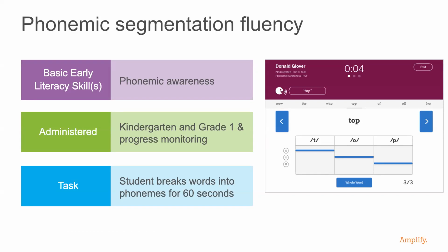Phonemic segmentation fluency measures phonemic awareness, which we know is critical for learning to read. This is a timed measure because we want to assess students' automaticity with skills. So it's not just about their accuracy, but also their fluency. For this task, students break words into their individual phonemes in 60 seconds, and for each phoneme segmented, they get a point. This is given in kindergarten and first grade.